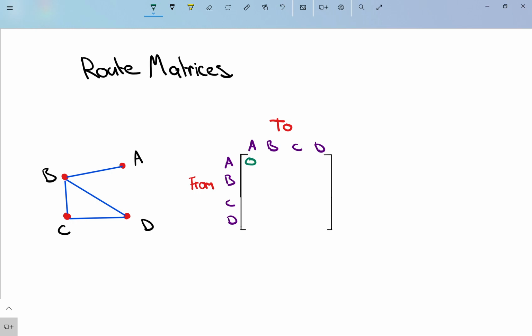Okay. Now the next one, if we're leaving from town A and going to town B, how many possible ways are there to get there? So we're going from A to B, there is 1. If we're going from town A to town C, how many possible ways are there to get there without going through other towns? That's the important thing to remember. This is direct routes. So there is no way that you can get from A to C without going through another town. So there is 0.